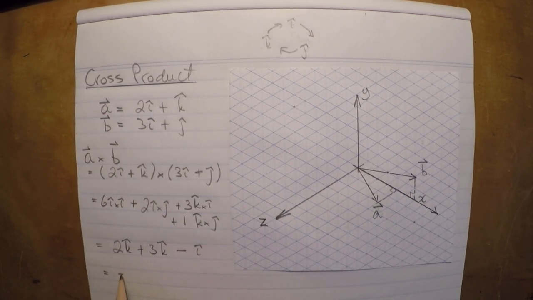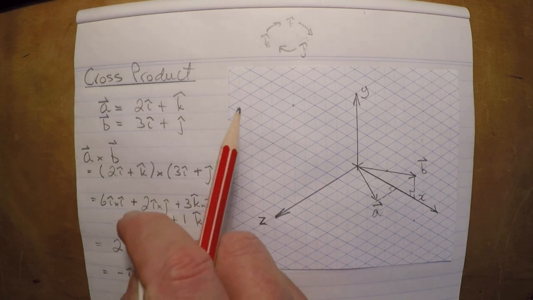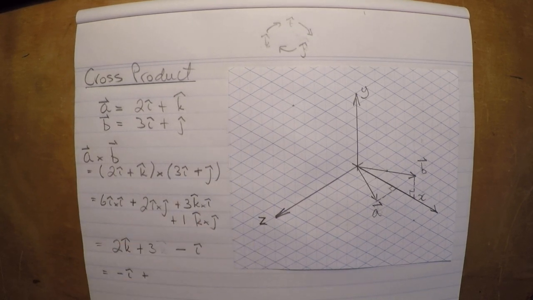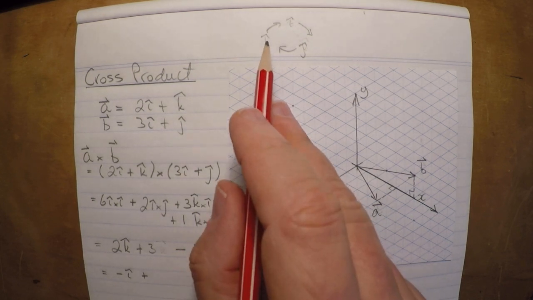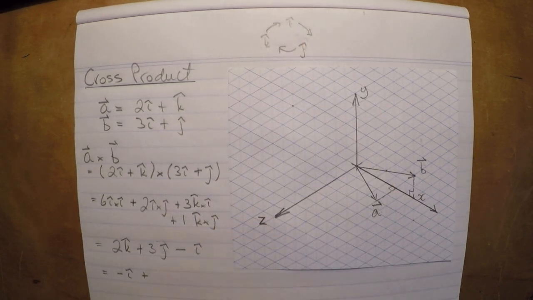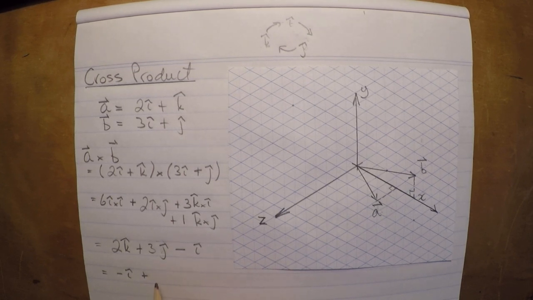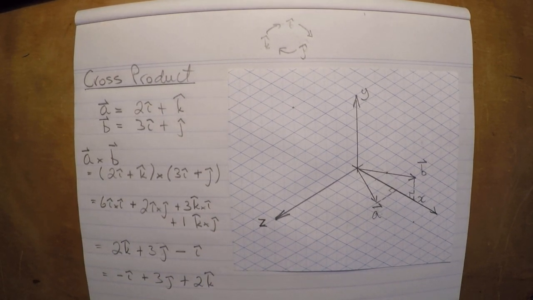Writing them in order then, I'd have negative I plus, ij was k. I think I wrote that down wrong, didn't I? I'm making so many mistakes in this video. So ij is k, ki is j. That one should have been the j. So we have negative I plus 3j plus 2k. That's our vector cross product.